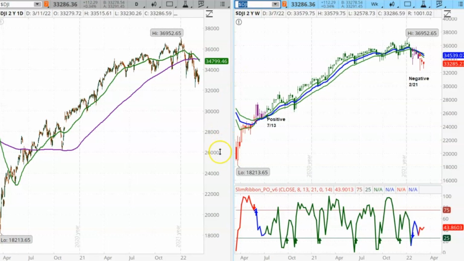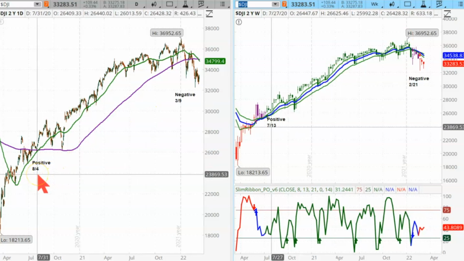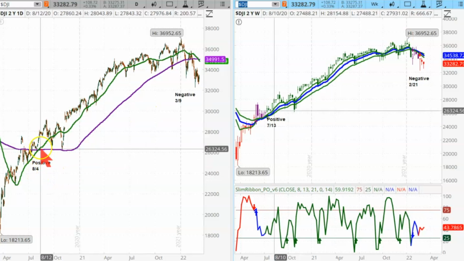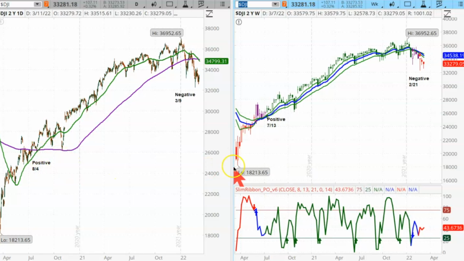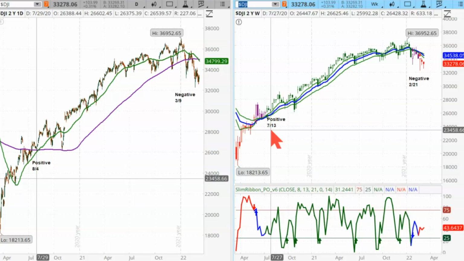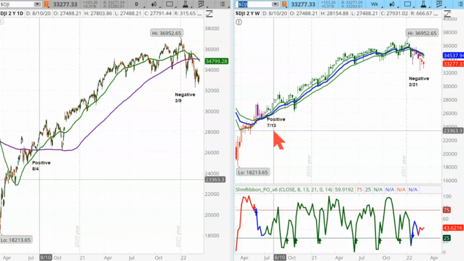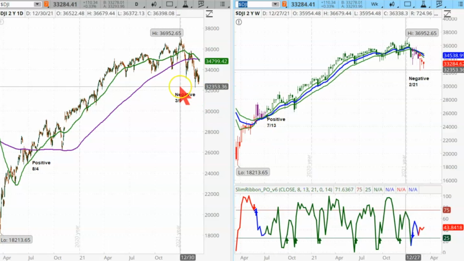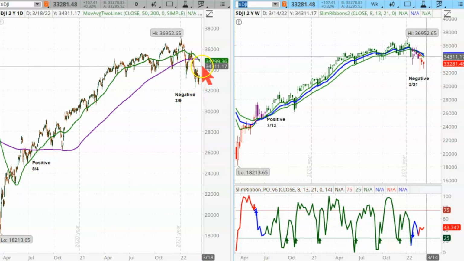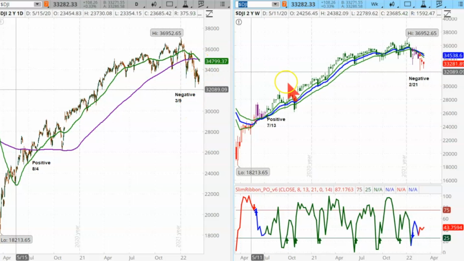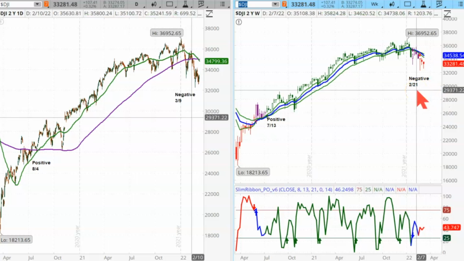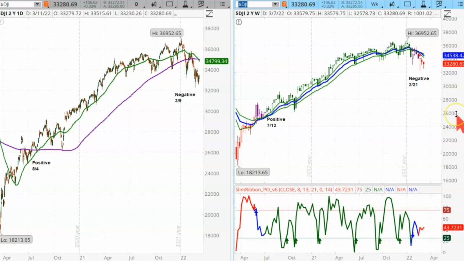And you'll see here as we look at the DJI that here's your positive signal right there on the golden cross, as you see, as it moves up right over here. That's on 8-4. The positive signal comes on 7-13 on the slim ribbon weekly. That's 3 weeks ahead. Here your negative signal came on March 9th on the Dow Jones. It just came 2 days ago. The negative signal came right over here on February 21st. So again, we're looking at about 3 weeks ahead when you look at the slim ribbon.